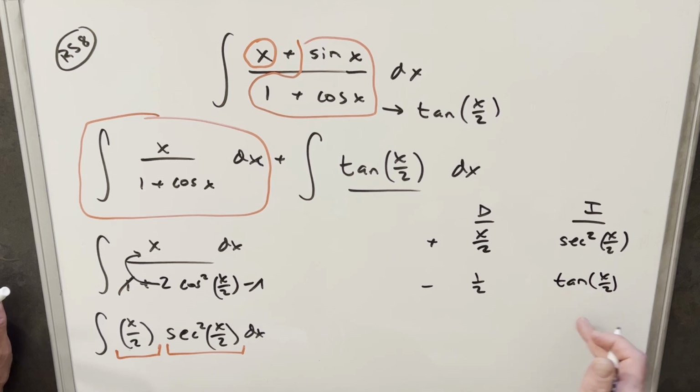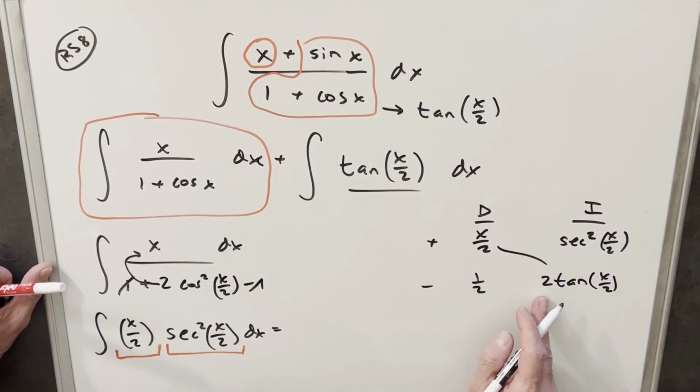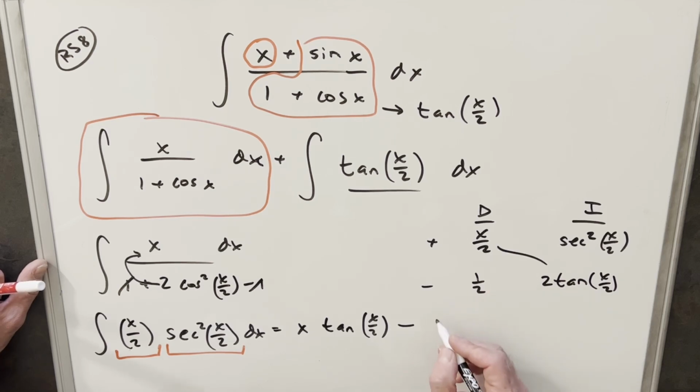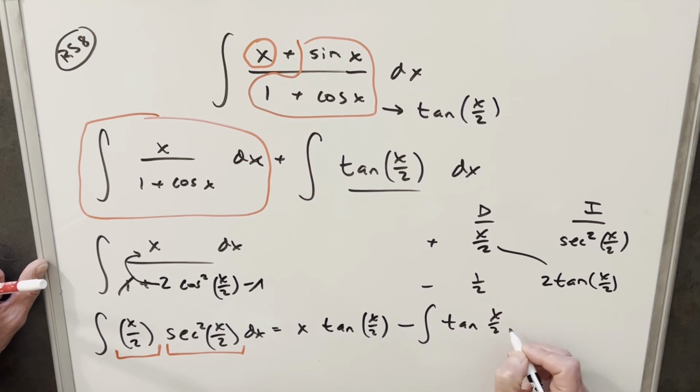But we have a half. We put that in the numerator. We have to bring out a 2. So we're going to have part of our solution right here. Multiplying this together, 2 times x over 2 is just going to give us x times tan x over 2. That's nice. Then we're going to have this integral. Okay, we're going to have, again, 2 times half is going to be 1. So we're going to have integral minus tan x over 2.